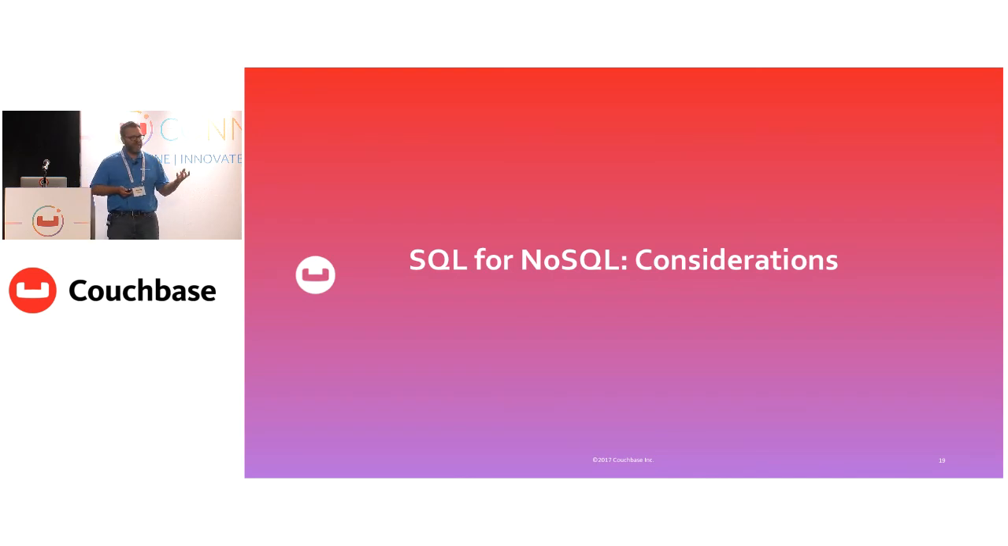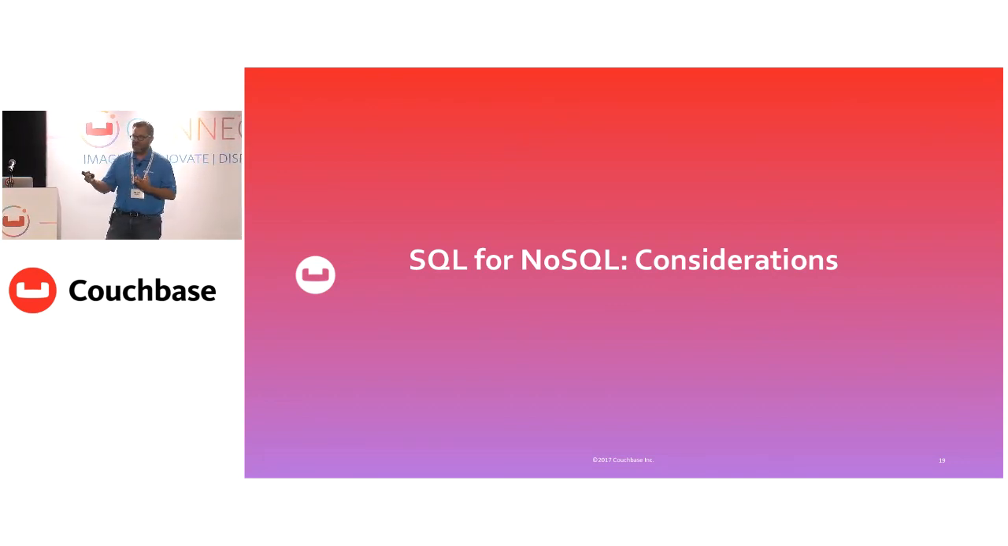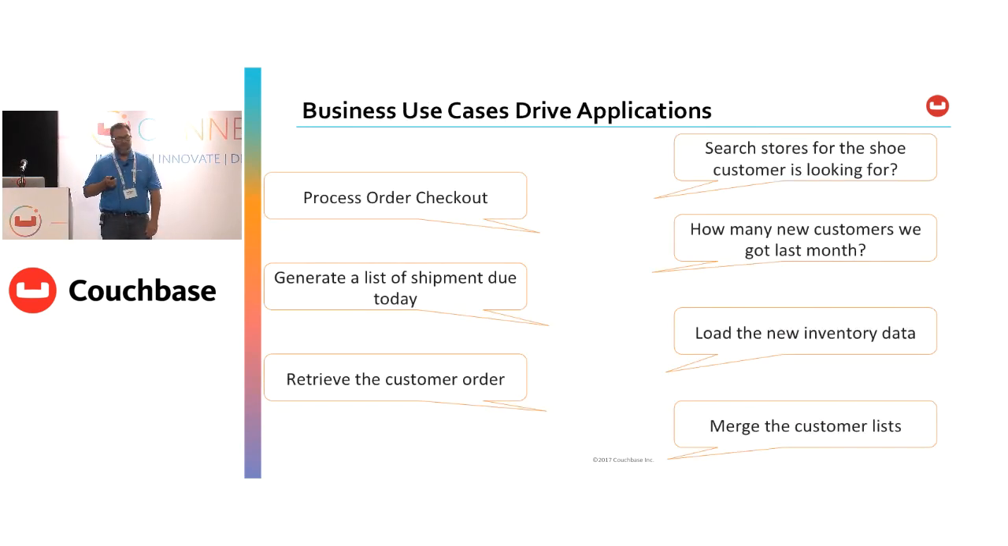So now that we've talked about SQL and JSON, let me quickly cover a few considerations as you're thinking about what a SQL language that could actually handle JSON would need to consider. Again, if we touch on why NoSQL to begin with, it's all about agility, scalability, performance, and availability. And we also know in the real world as developers that business use cases are really what drive our applications.